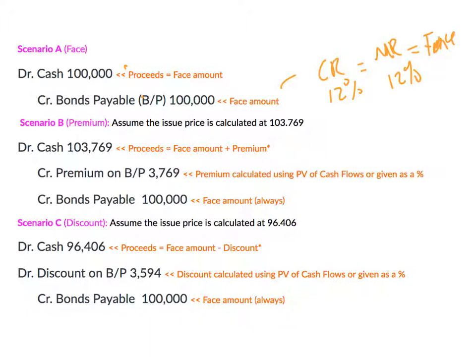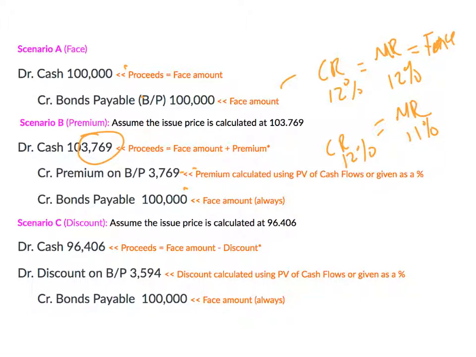No premium, no discounting. For the premium scenario, if you go back to that given, again, 12% is a contract rate that doesn't change, and the market rate is in that case 11%. So we're going to ask the investor to give a premium of $37.69. The bonds payable is still $100,000, and we book a credit to a premium on bonds payable account, which has a credit normal balance of $37.69, which we're going to amortize over time.